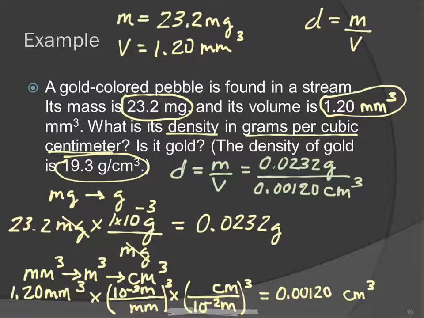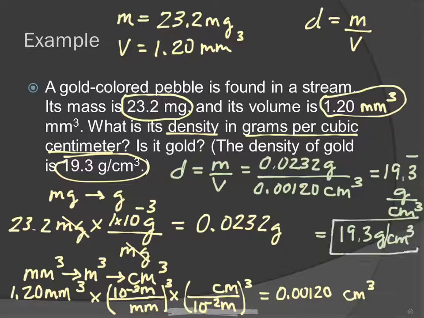So we do that on the calculator. 0.0232 divided by 0.00120, and the calculator gives us 19.3333 repeating. So when I put a bar over the 3, that means repeating. And what are the units? I don't have space here, but the units are grams per cubic centimeter. How many significant figures should the density have? 3. Because the mass had 3 and the volume had 3. So we're going to round that to 19.3 grams per cubic centimeter. And that is my answer for the density.